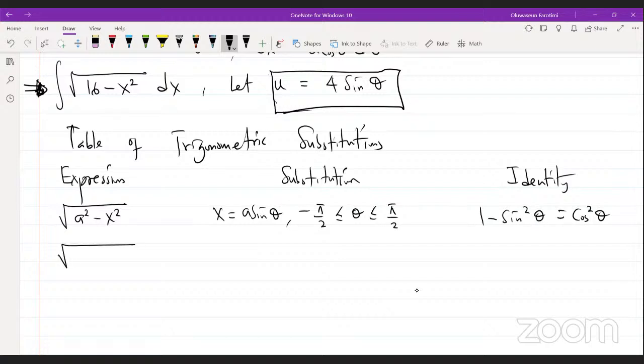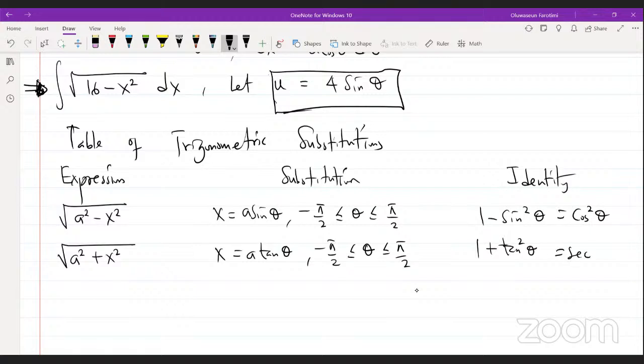What if I have a slightly different one, a squared plus x squared? Take note, the difference between the first and this one is the sign. You have negative on the first, now we have a positive. What kind of substitution do I make? I make x equals a tangent of theta. Again, theta is between negative pi over 2 and pi over 2. What identity is relevant? I have 1 plus tan squared theta equals secant squared of theta.